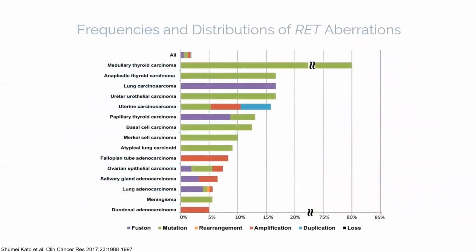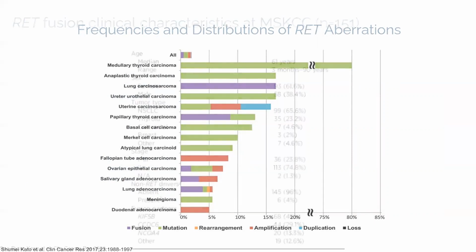So this bar graph emphasizes the frequency of missense mutations in medullary thyroid cancers, and you can see that the majority of cases have it, at around 80%, as well as the frequency of fusions, which are listed here in purple, in different types of non-small cell lung cancer, with lung carcinosarcomas harboring RET fusions at a rate around 15% and adenocarcinomas at a rate less than 5%.